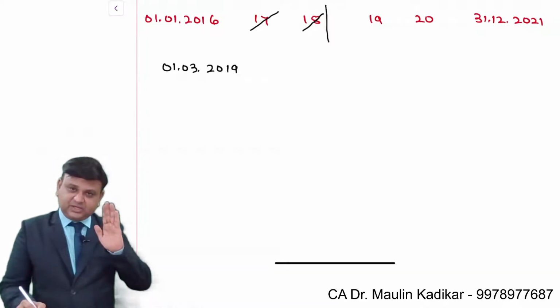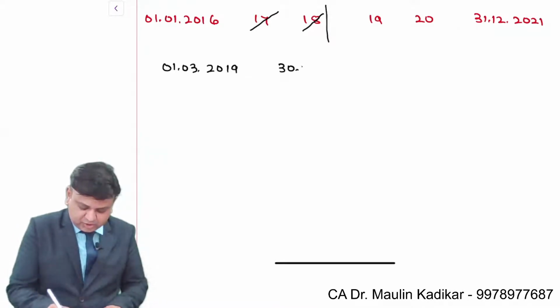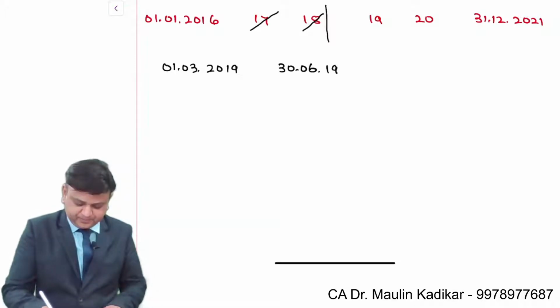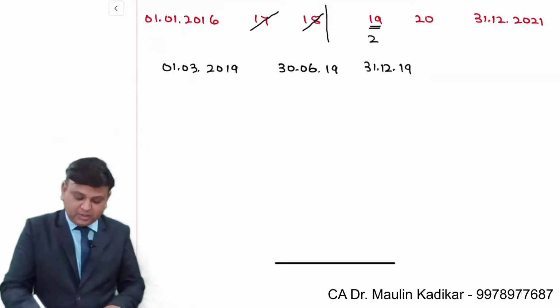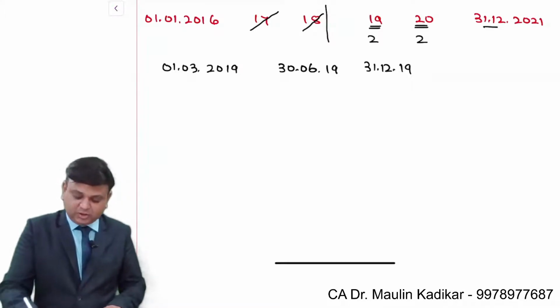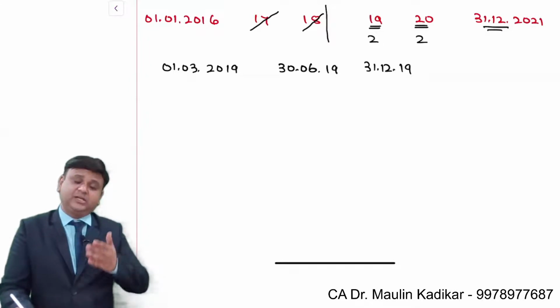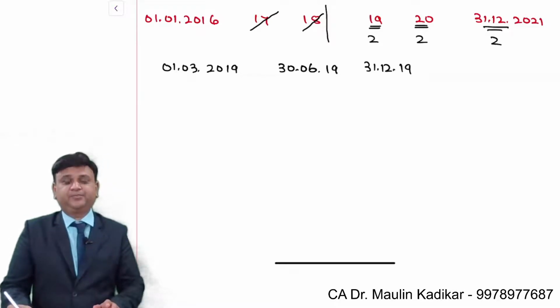So purchasing the security at this point of time, we are going to receive the interest on 30th of June 2019, 31st of December 2019. So in the year 2019 we are going to receive it 2 times. In 2020 we are going to receive it 2 times. 31st of December 2021 is the redemption. So even in the year 2021 we are going to receive it 2 times.